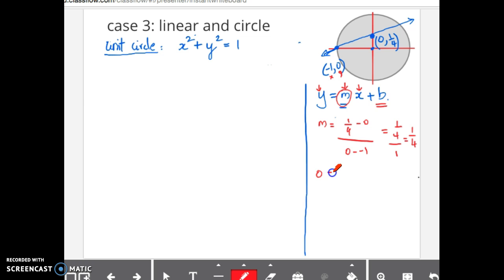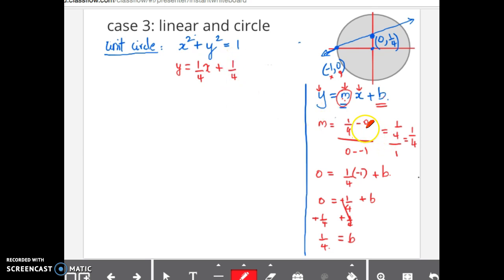So y is 0, which is equal to the slope we just figured out as 1 over 4, times x, which is -1, plus b. So that becomes 0 is equal to -1 over 4 plus b. To solve for b, I add 1/4 on both sides, so they cancel, and I get b is 1 over 4. So I solved for m and I solved for b. So I have the equation of the line as y equals, instead of m I plug in 1/4, so 1 over 4 x plus, instead of b also 1/4.